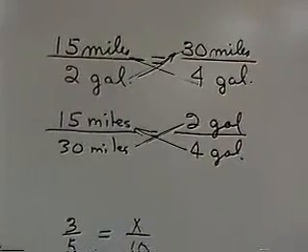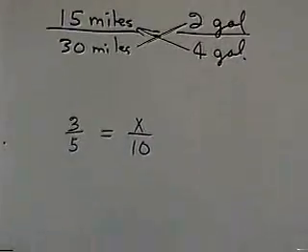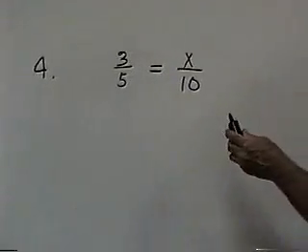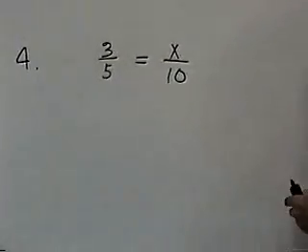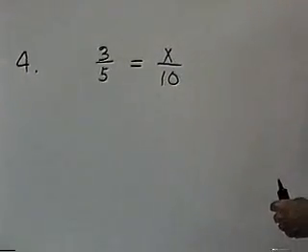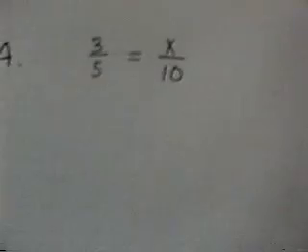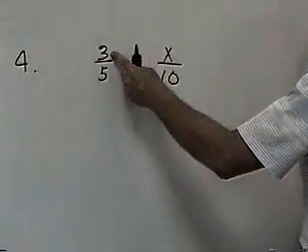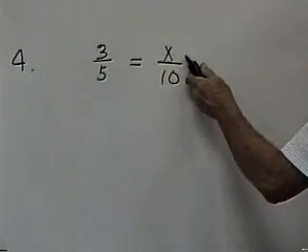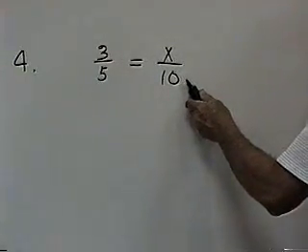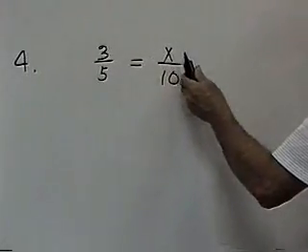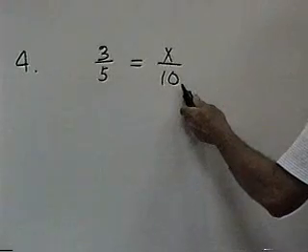Okay, let's look at number 4 on proportion. All this is saying is that we have a proportion problem here, and we want to find what this is. We don't know what this should be to make that proportion work out. So this says that 3 miles is to 5 miles, as we don't know how many miles is to 10 miles. 3 gallons is to 5 gallons, as we don't know how many gallons is to 10 gallons.